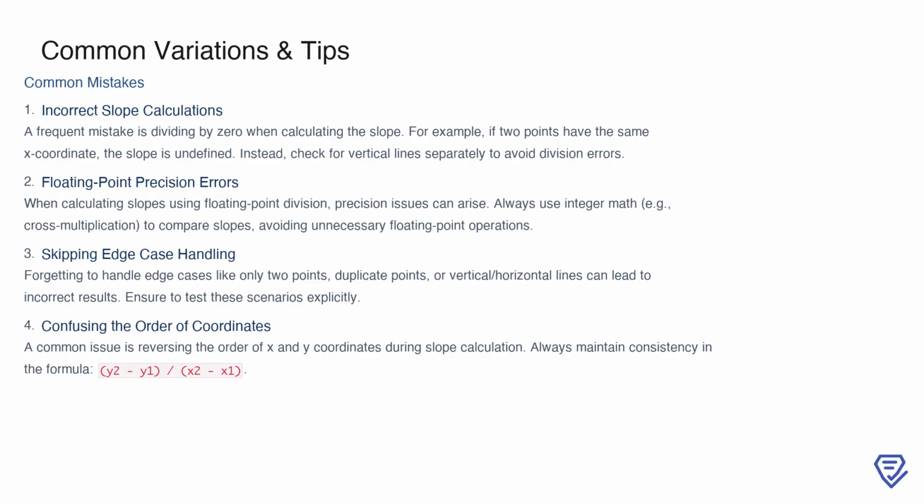Next, floating point precision errors can occur when comparing slopes using floating point arithmetic. Instead, rely on integer math, such as cross-multiplication, to sidestep precision issues entirely.